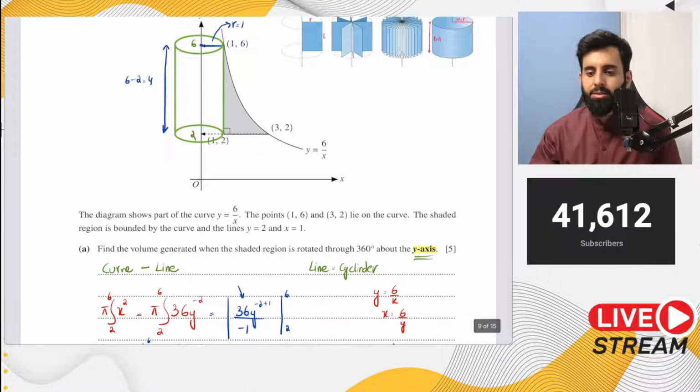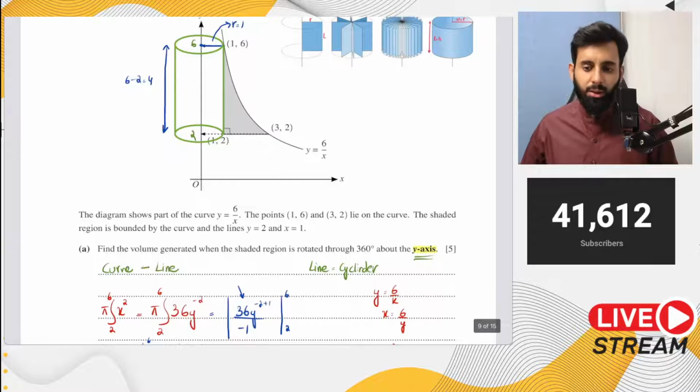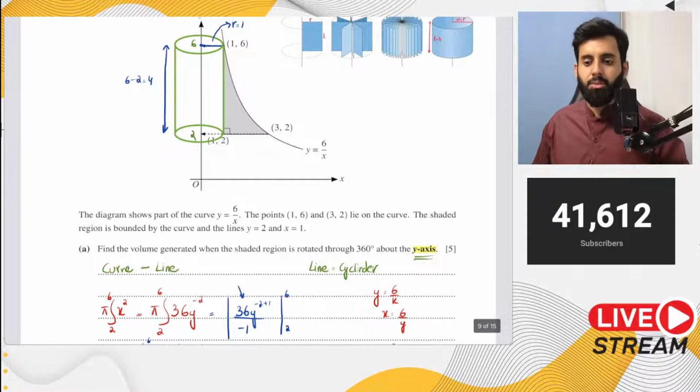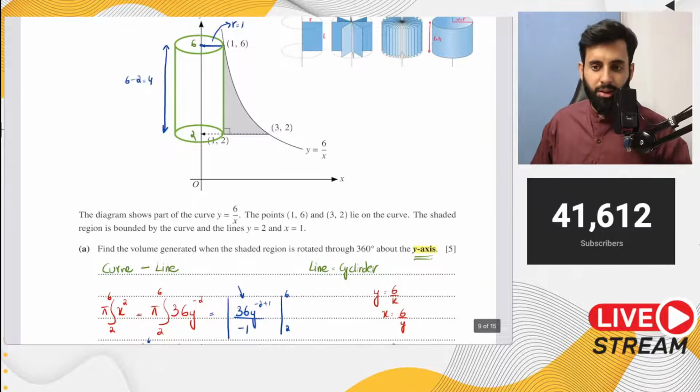Okay, so let's start functions. Functions, as we know, is spread all over. So we'll start with transformation of functions. Then we'll talk about domain and range as well. Okay, we'll do that too, don't worry. And there's also domain and range of composite function. So don't worry, we'll do that as well.